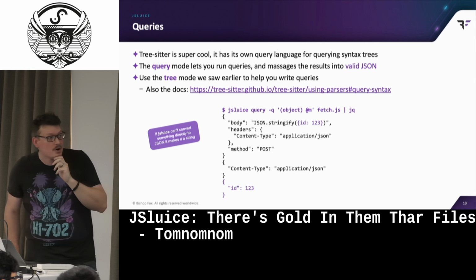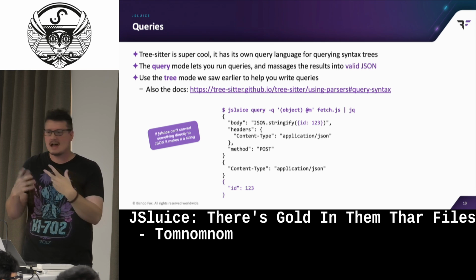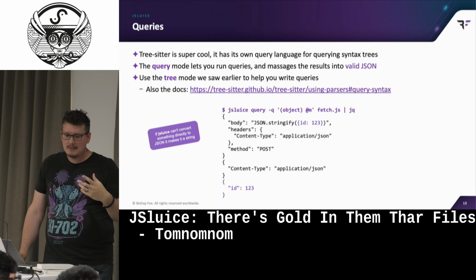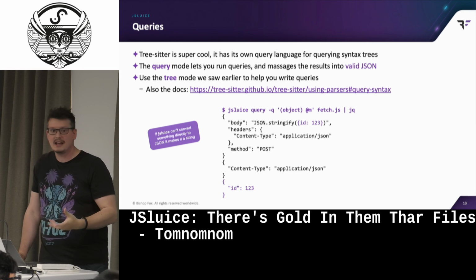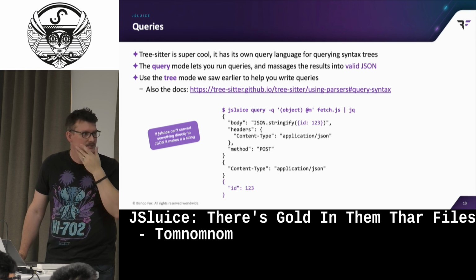And you can use the tree mode that we saw earlier to help you write the queries as well, because you need to know about the types of the different nodes. So if you have some example code that you know is representative of the kind of thing you want to find, you can run the tree mode against it, see what the tree looks like, and use that to inform what queries you might write.